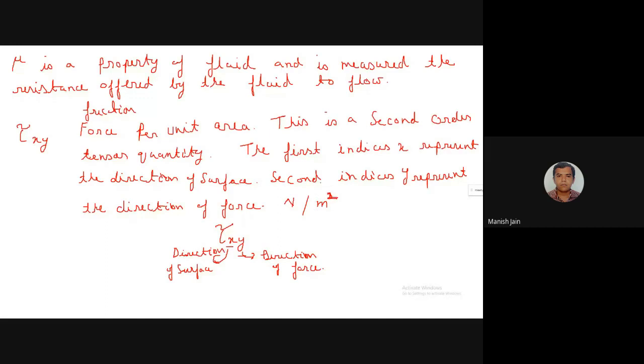Now the third quantity is dvy by dx. So this is the shear rate. Basically, this defines the rate of change of the velocity in a given direction. Whenever you have a friction force in the fluid flow, the velocity will change in a given direction.